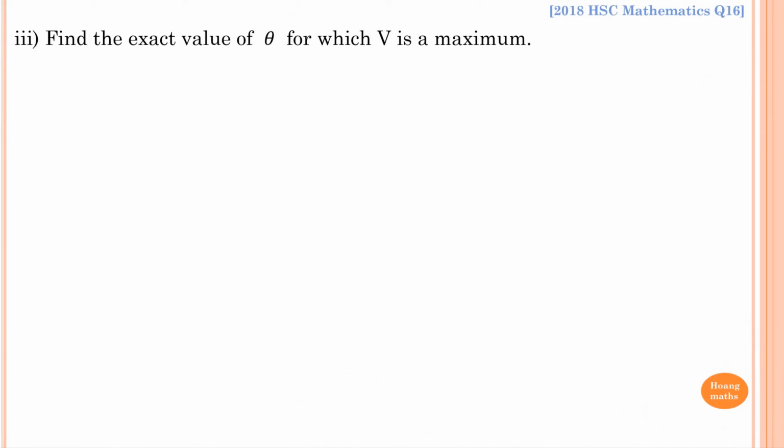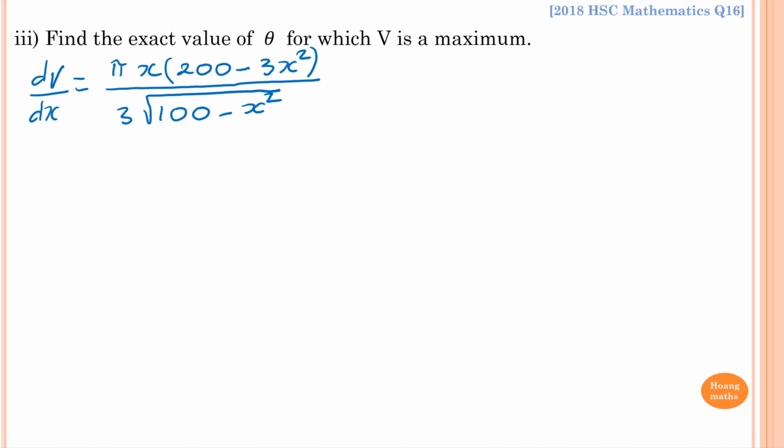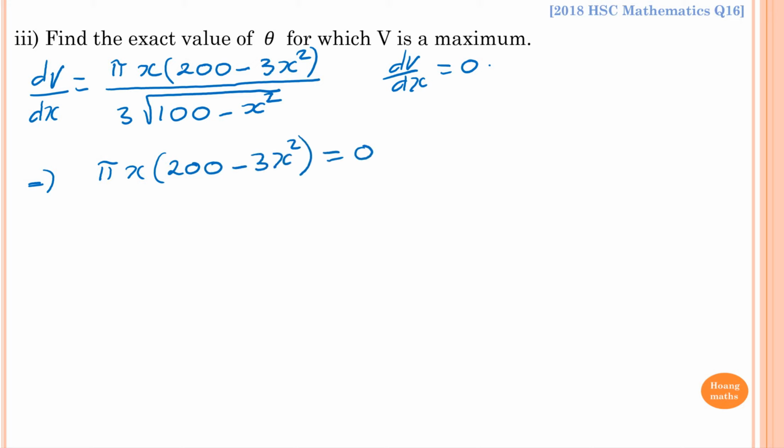Part 3. Find the exact values of theta for which v is a maximum. From part 2, we know that dv/dx is this. So to solve for maximum v, we know that dv/dx must equal 0. So this means that pi x (200 minus 3x squared) is equal to 0. Therefore pi x is equal to 0 or 200 minus 3x squared is equal to 0.